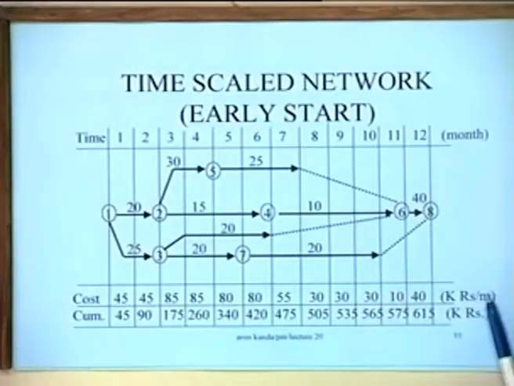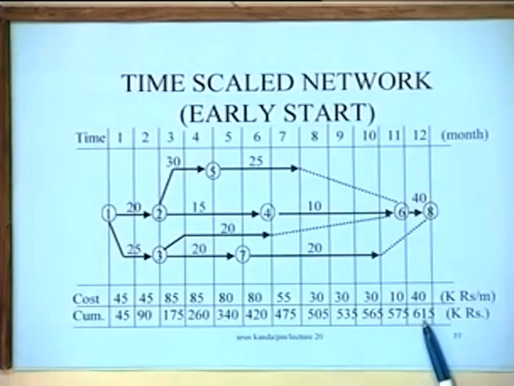You require so much money in individual periods and so on, and the cumulative requirements are 45, 90, and so on. So the total sum of money that is being spent on the project is 615,000 rupees, right? That means 6,15,000 rupees is being spent on the project over a period of 1 year, and the monthly spendings are shown as shown here, and this is what the early start schedule is giving us.